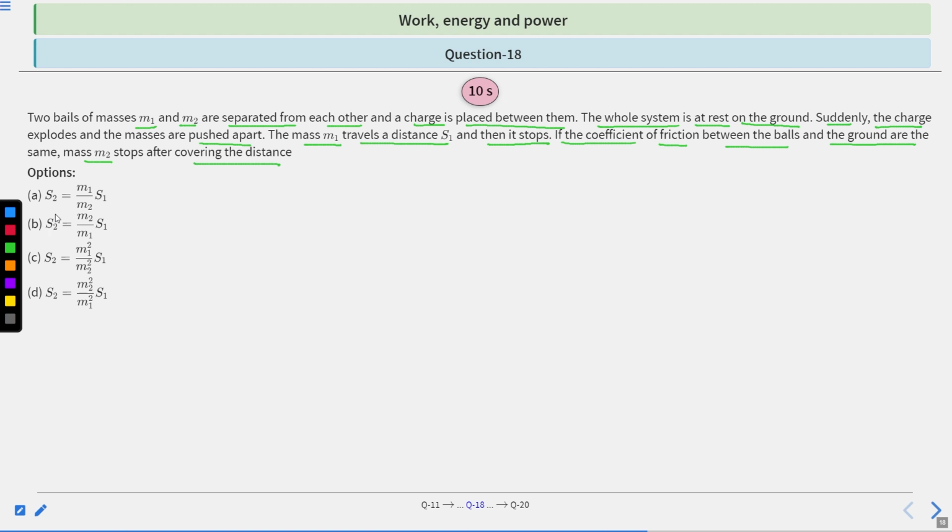Option A, S2 equal to M1 divided by M2 S1. Option B, S2 equal to M2 divided by M1 S1. Option C, S2 equal to M1 square divided by M2 square S1. And option D, S2 equal to M2 square divided by M1 square S1. So which one is correct? You have 10 seconds to solve this question. After 10 seconds, we will provide the solution. Clear?